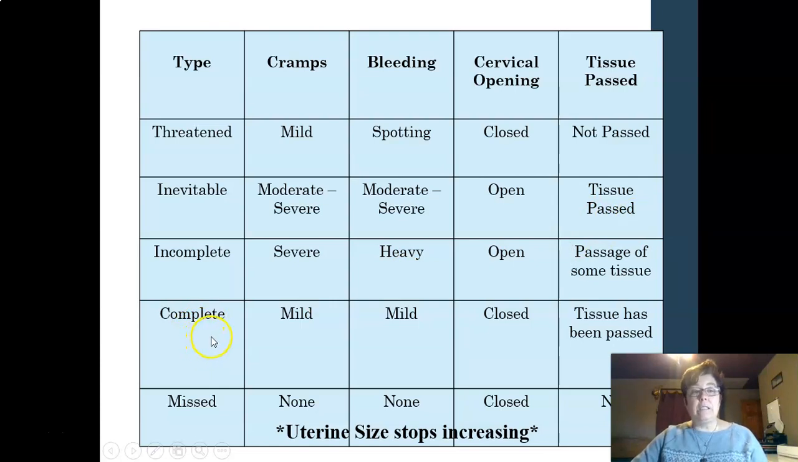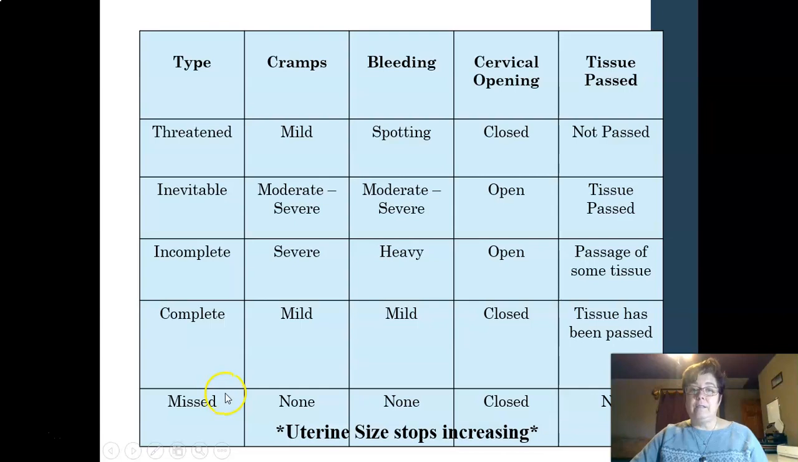A complete miscarriage means that by the time she seeks medical care, she has completed this process of miscarrying, okay? So at this point, she may have been here before, but by the time she comes to see us, her cramps are mild, her bleeding is mild, her cervix may have already closed back up, and she's passed all the tissue, okay?